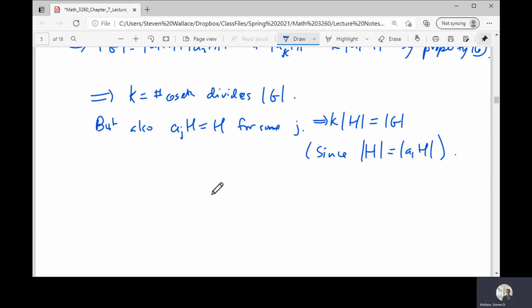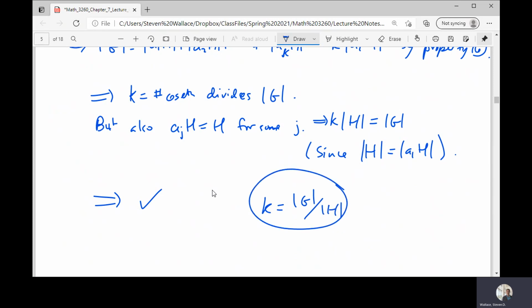And that gives us the whole theorem, right? So K is the order of G over the order of H, right? That's from star. This is the number of cosets. That's the formula. And the order of H must divide the order of G, since it's a factor of the order of G, right? Also by star.